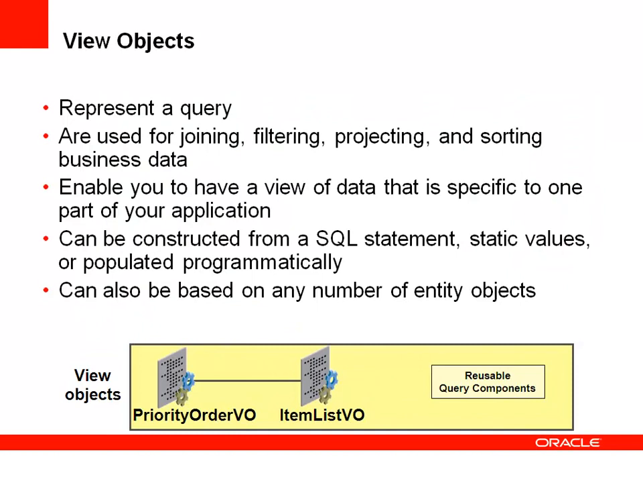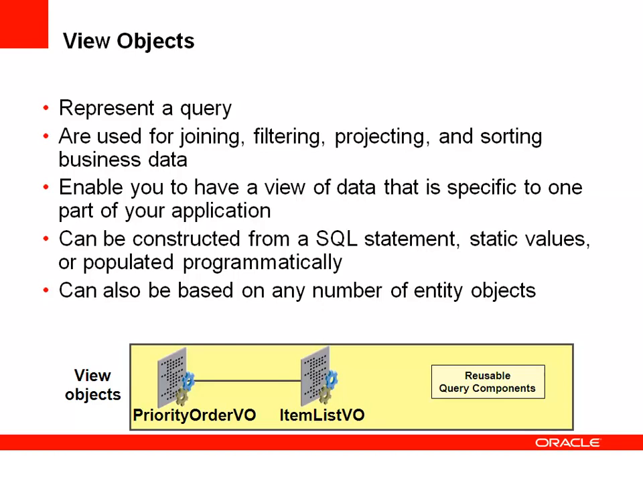A view object represents a query, and because it uses SQL to access the data, you can use all the SQL functionality to define the set of data that is represented in a view object. This means that you can use things such as joining, filtering, projecting, and sorting to create a very specified set of data for your business service. Many view objects can be defined on a specific entity object, and they can also span multiple entity objects.